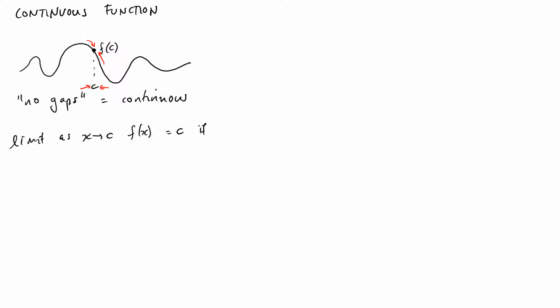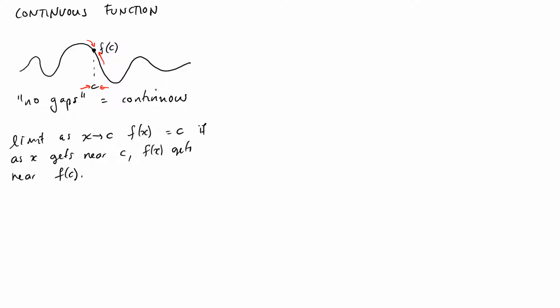So if as x gets near c, f of x gets near f of c. Now you probably also remember from when you've studied this before that what actually happens at c is completely irrelevant. So I probably shouldn't have called that f of c. It gets near some number. I'll just leave it as f of c for now, we'll fix it later.